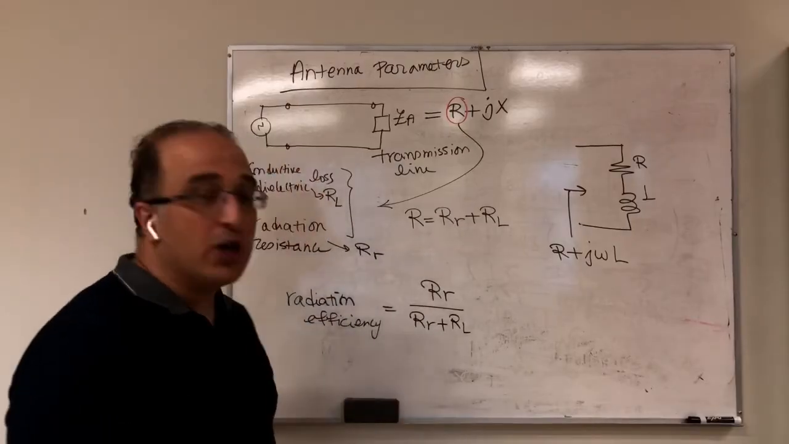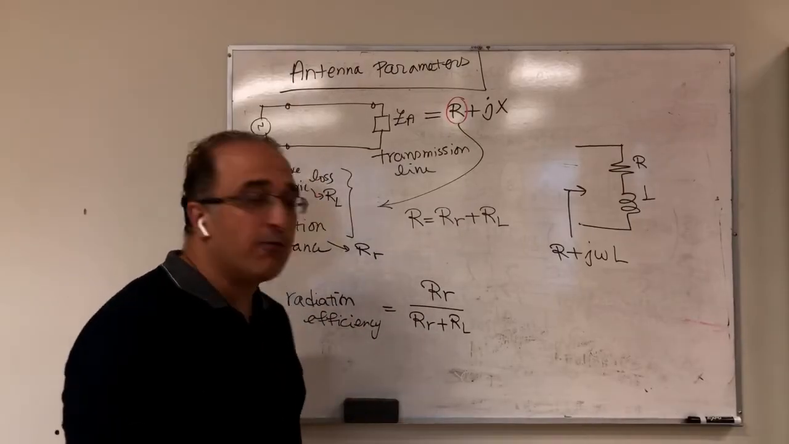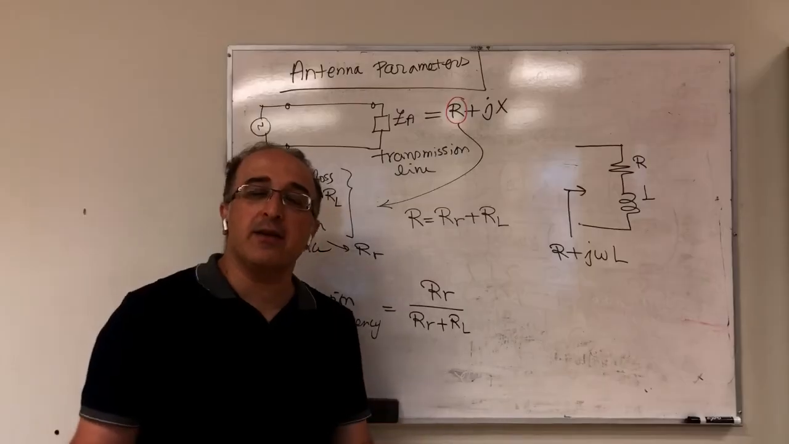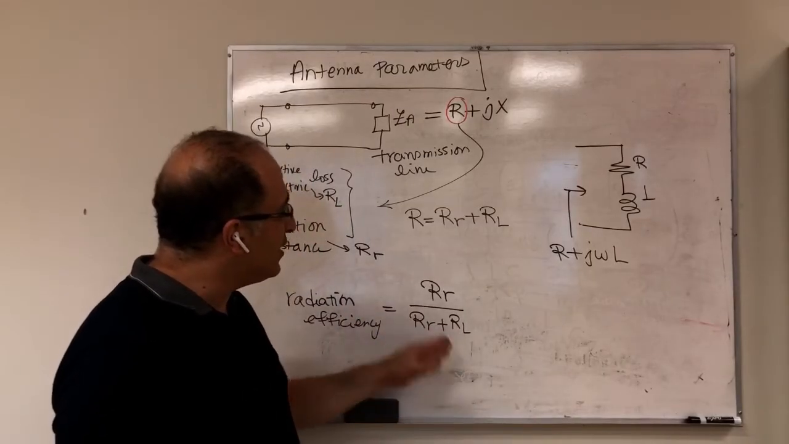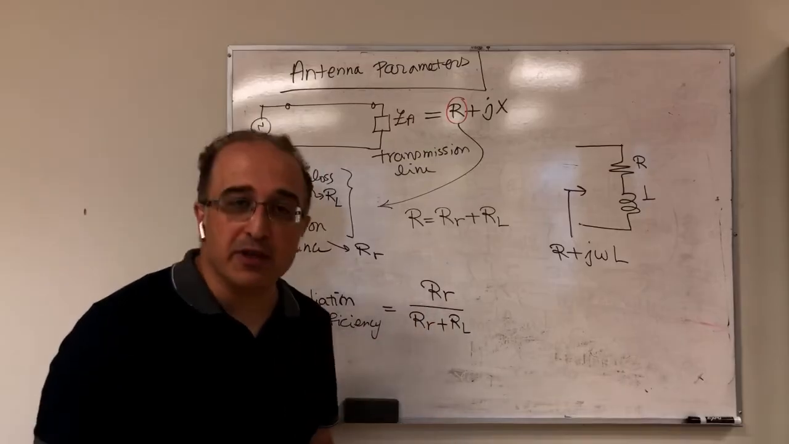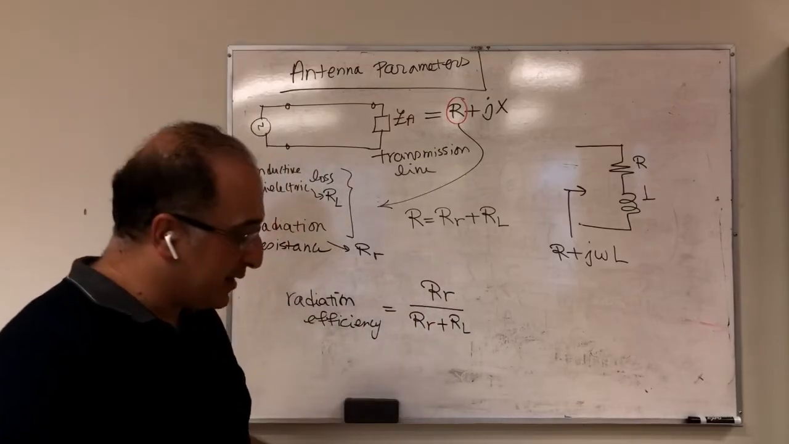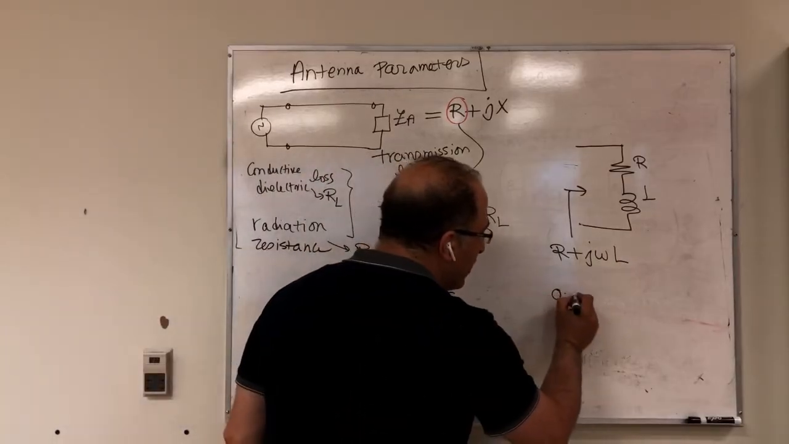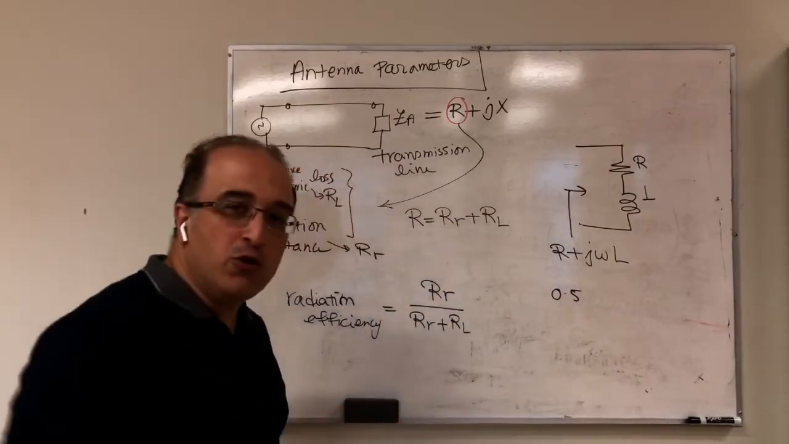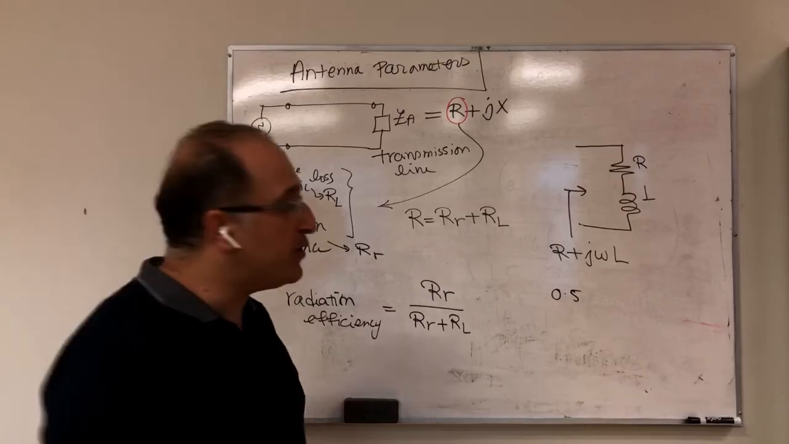So therefore, you have a radiation efficiency of 1, but we usually present it in terms of percentage. Instead of saying if RL is 0, it's 1, we say 100%. Or let's make another example. Let's assume that radiation efficiency, for example, in one case is 0.5. How do you usually present that? You say 50%.